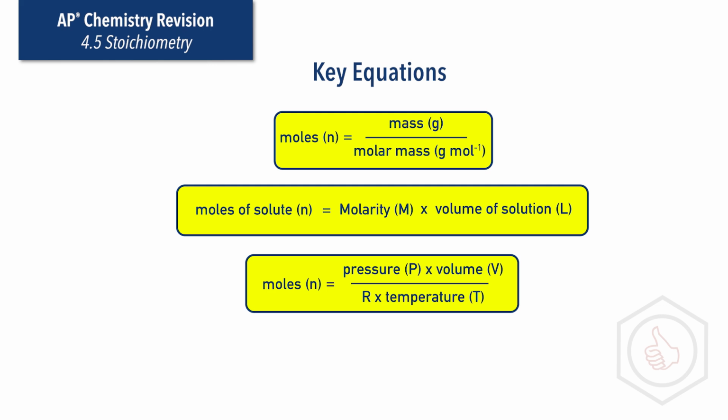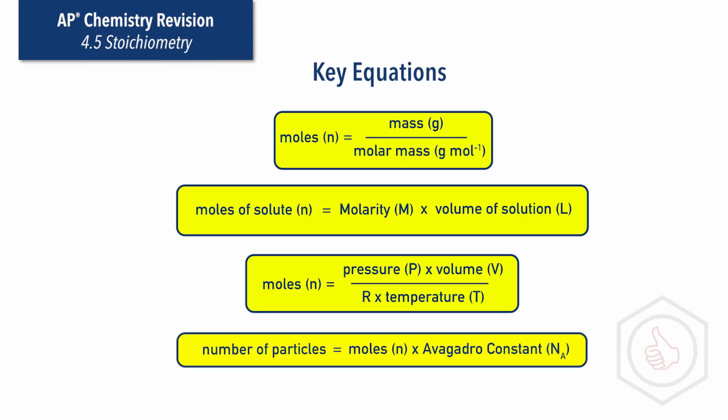This is for ideal gases, with n again being moles, P being pressure, V being volume, R being the universal gas constant, and T being temperature. And the number of particles, N, in a substance can be calculated by taking the moles of the substance times by Avogadro's constant. It is really important you can use and rearrange these equations as required.